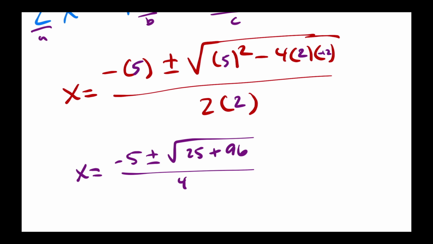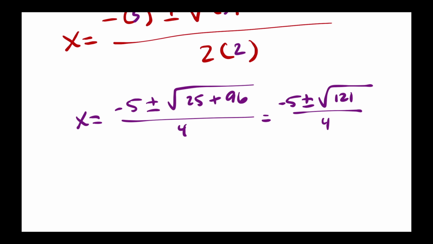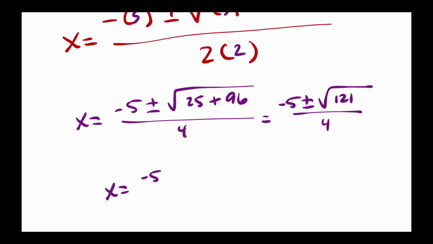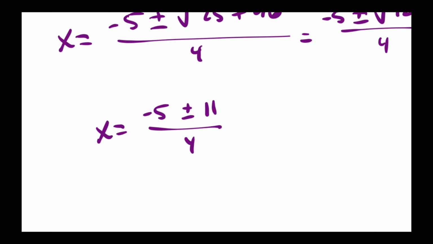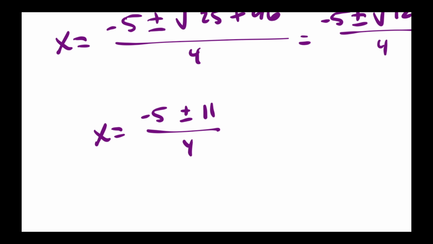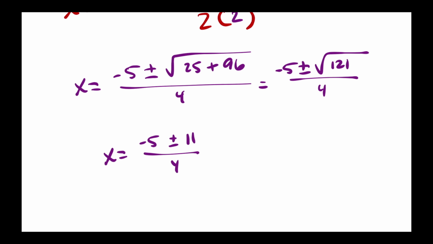So now we can clean this up a little more. So we have -5 plus or minus the square root of, what's 25 plus 96? 121. Hold on, 100... 21? Yes, 121, all over 4. Oh, I like 121 because x equals -5 plus or minus, what's the square root of 121? 11. Yes. All over 4. And now that it's all cleaned up, now that there's no more square roots or multiplying or anything, we can now separate it.